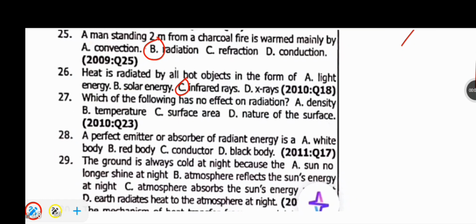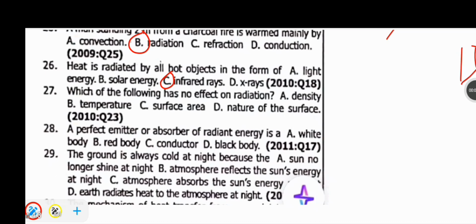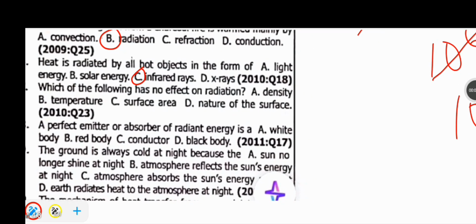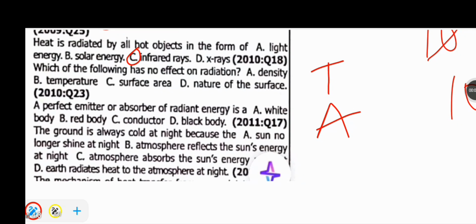So take notes. Which of the following has no effect on radiation? Radiation can be affected by some factors, which are: 1, temperature, the surface area of that particular object, and the nature of the surface.